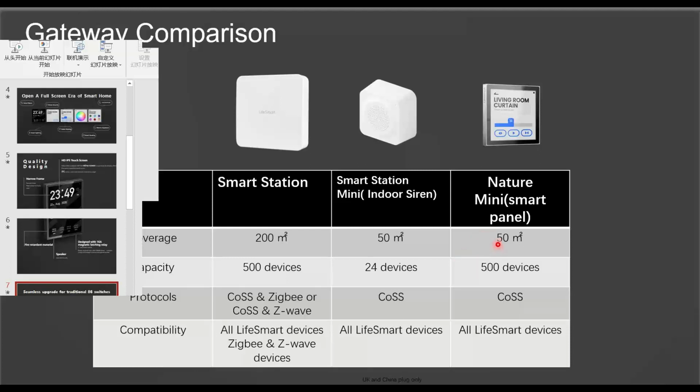So the target use case for Nature Mini is relatively small apartments or studios. You can use it as a lighting switch, and at the same time, you can use it as a gateway. So you don't have to purchase another gateway or sell another gateway to the customers when the room is relatively small.